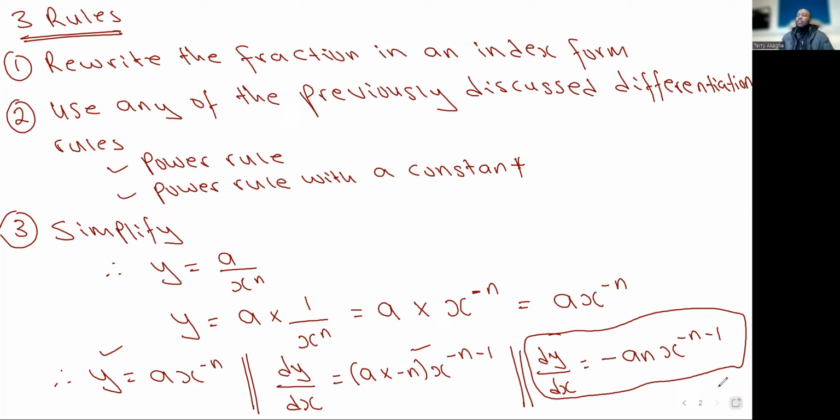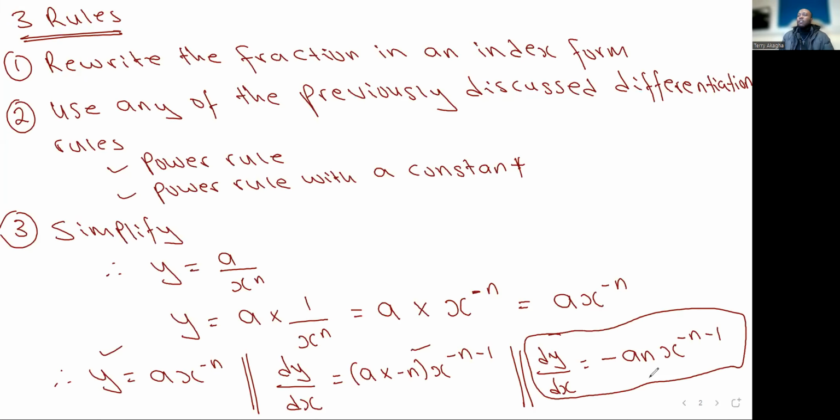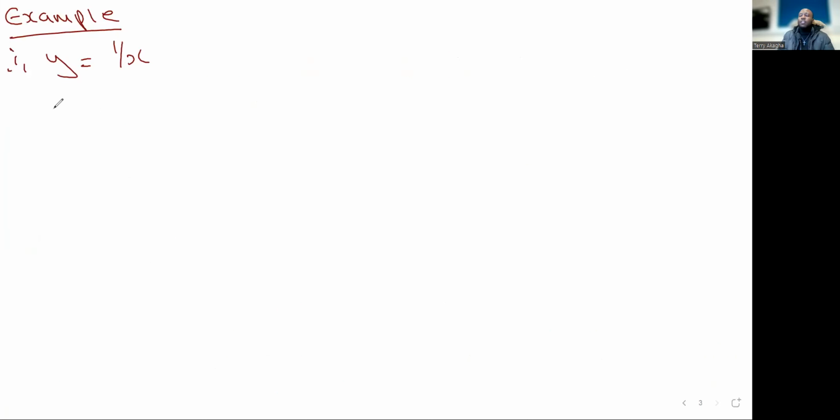All right, let's pick other examples to make this make more sense to you. So let's assume we have this example here. We have y is equal to 1 over x. So the first thing, we have to convert this to an index form. Remember that is the first step. You have to rewrite it in an index form. So if you convert this to an index, it's going to give you y will be equal to x raised to the power what? Minus 1.